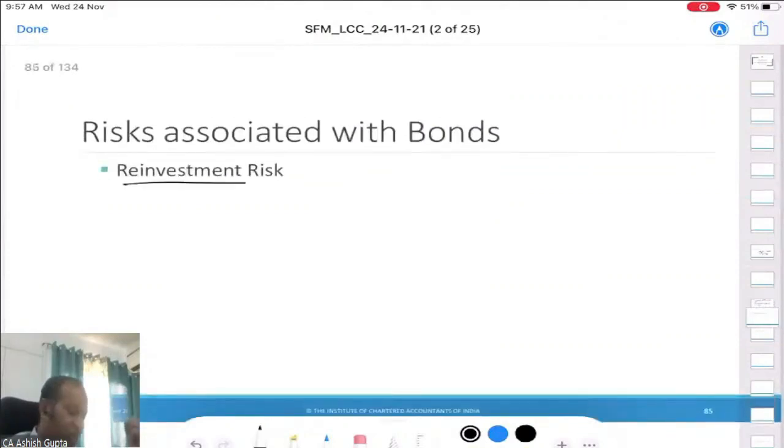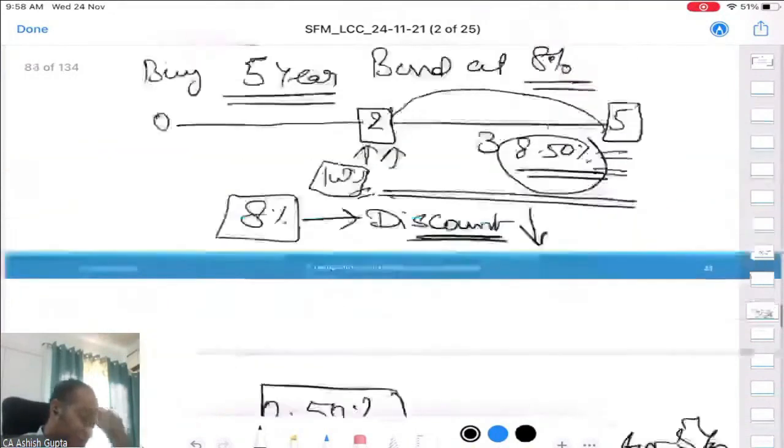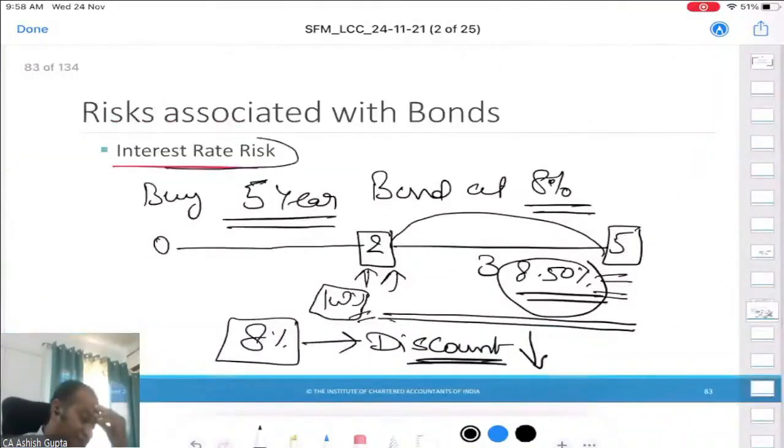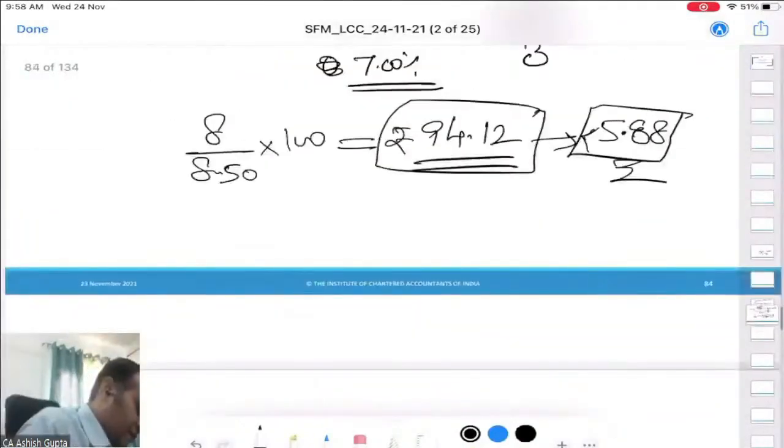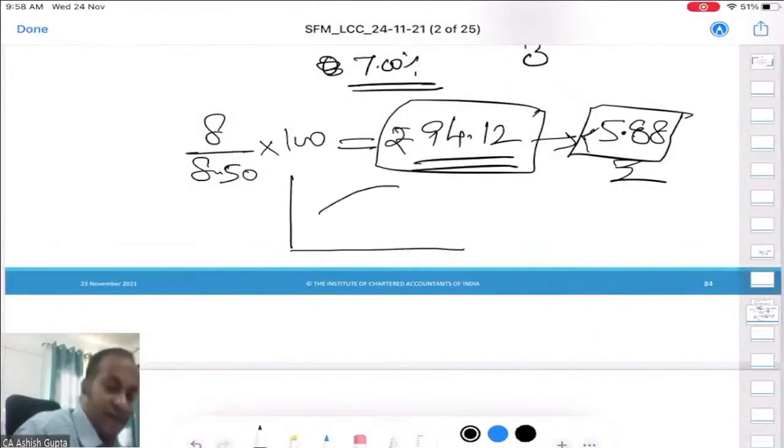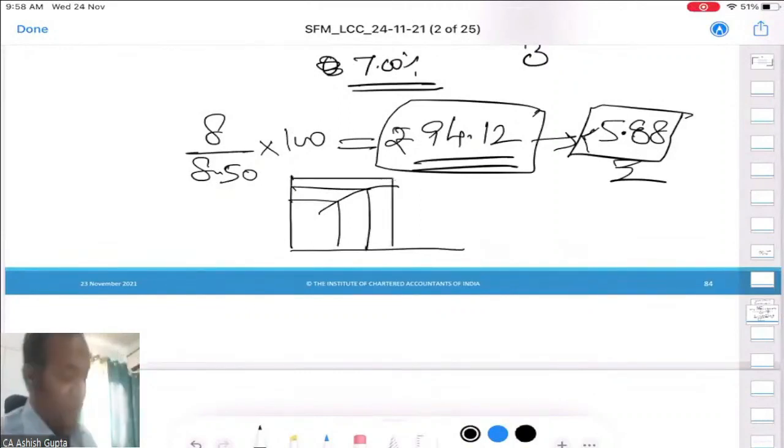Next is the reinvestment risk. Students, one minute, I forgot to explain one thing. Because of this interest rate risk, the interest rate curve is normally upward sloping, because investors want compensation for the higher risk. This is because of this reason.